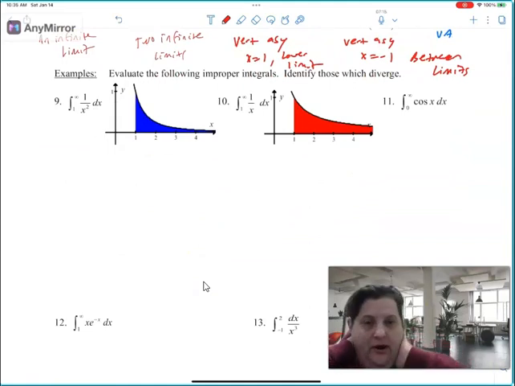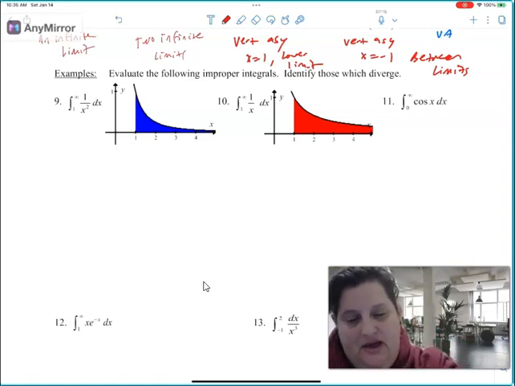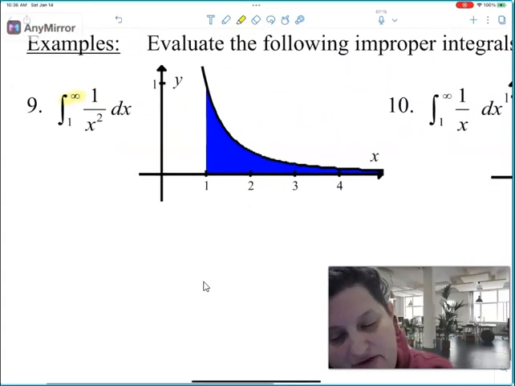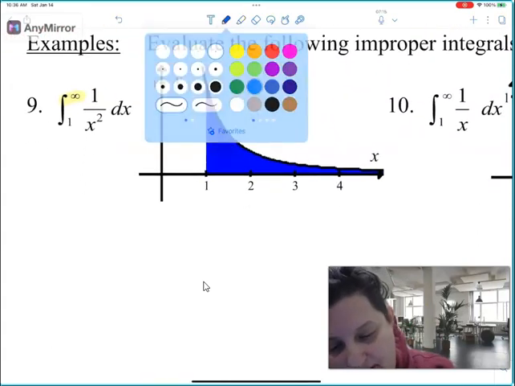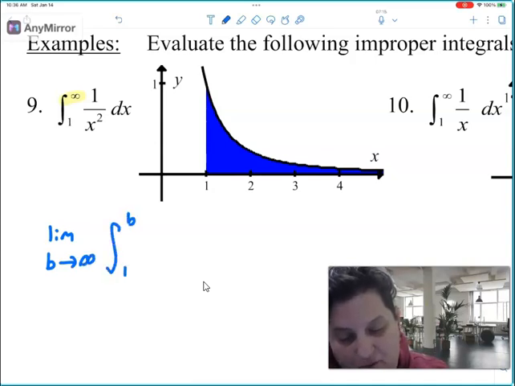Now, this is a little bit weird because, as it's going to infinity, let's take a look at number 9 and 10. You can't actually evaluate with an infinity in here. It just doesn't really work like that. So here's what we have to do. We have to take the limit as x. Well, I'm not going to use x, there's already an x in there. Let's use a different letter. Let's use b. As b approaches infinity from 1 to b of this.